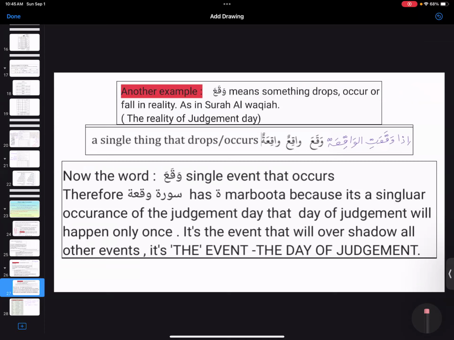Then we see the word waqa'a, right? And we have waqia. Even the name of the Day of Judgment is waqia, right? Surat waqia we have in Quran Pak. So waqa'a means to occur or even to drop something, or to fall in reality. And Urdu speakers say waqi, like, really, it happened? So from that is waqiya, and ta is added over there. One single thing that drops. The Day of Judgment is not going to come over and over, only once, right? Subhanallah. Allahu Akbar. So much detail in this.